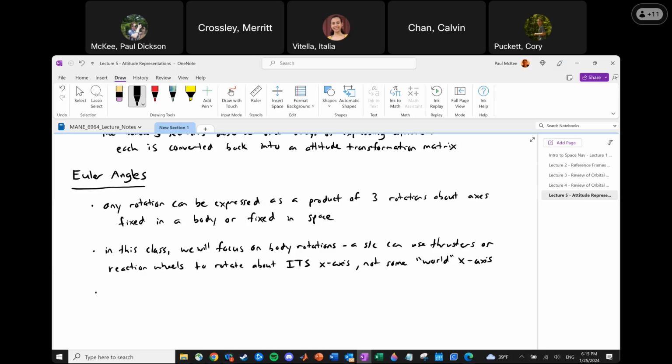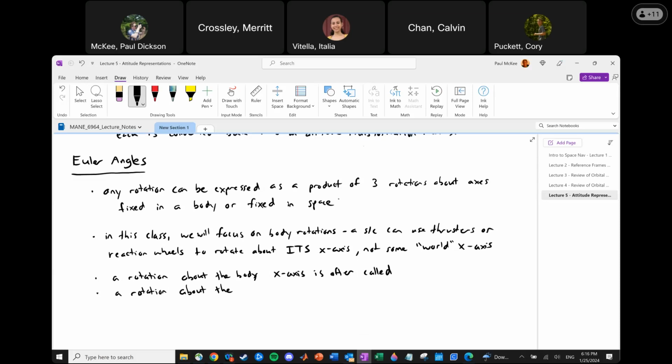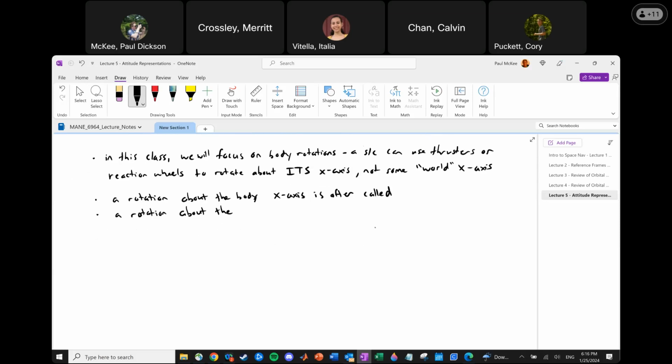So a rotation, and Merritt, it's about time for you to take the stage about the body. That's a Y. The body x-axis is often called... What is that, Merritt? Would that just be the one going in the velocity direction? Oh, you know what? Yeah, I should have drawn a picture first. Let me start with the picture. Yeah, no, I put the cart before the horse. Okay, let me start with the picture.